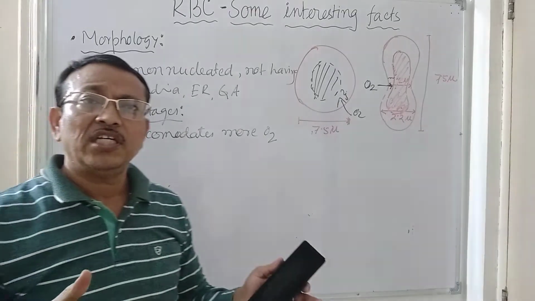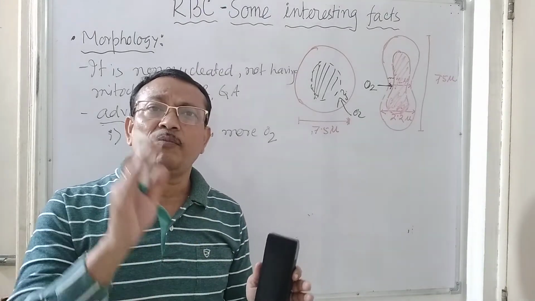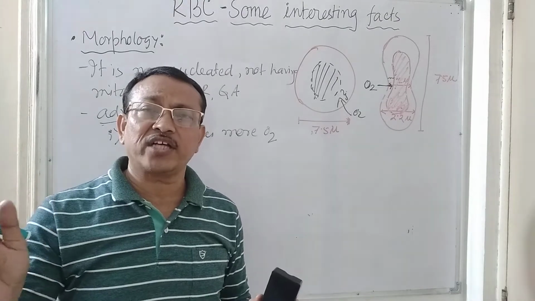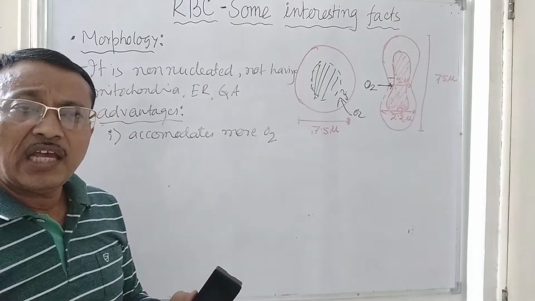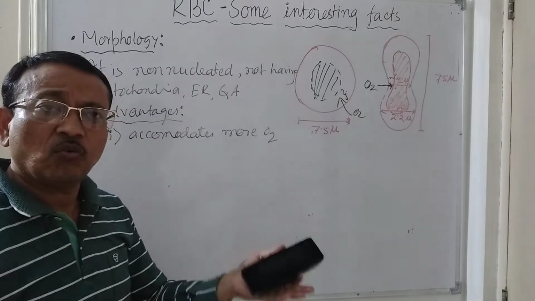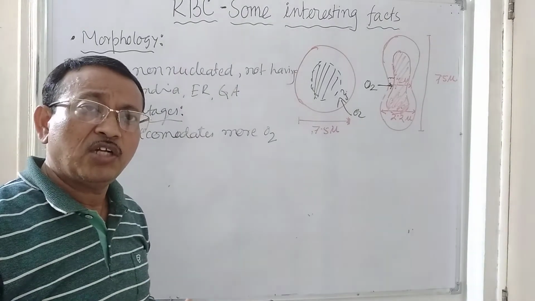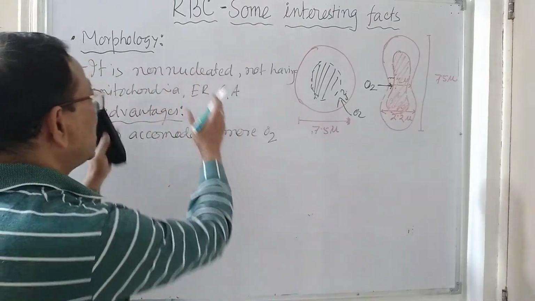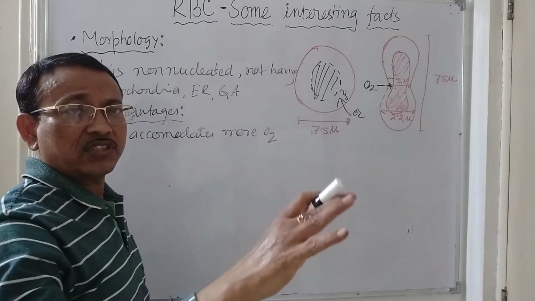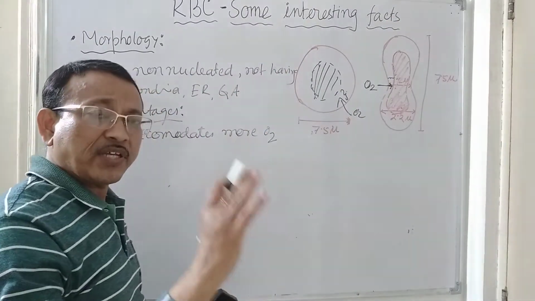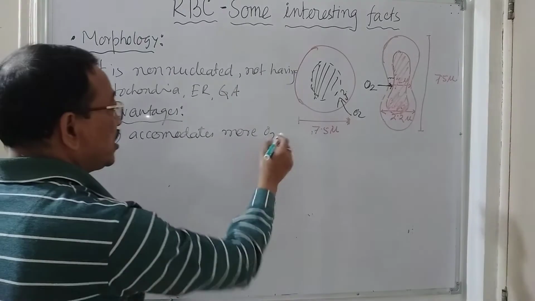The function of the RBC is only to carry oxygen from lungs to tissues and carbon dioxide from tissues to lungs. So this will be done by the hemoglobin. So if more hemoglobin is present within the RBC, obviously more oxygen and more carbon dioxide can be transported. So to enable more hemoglobin, the nucleus and these organelles are eliminated in the mature RBCs. These were present in the developing RBCs, but in the mature RBCs, they were eliminated. So to accommodate more oxygen.